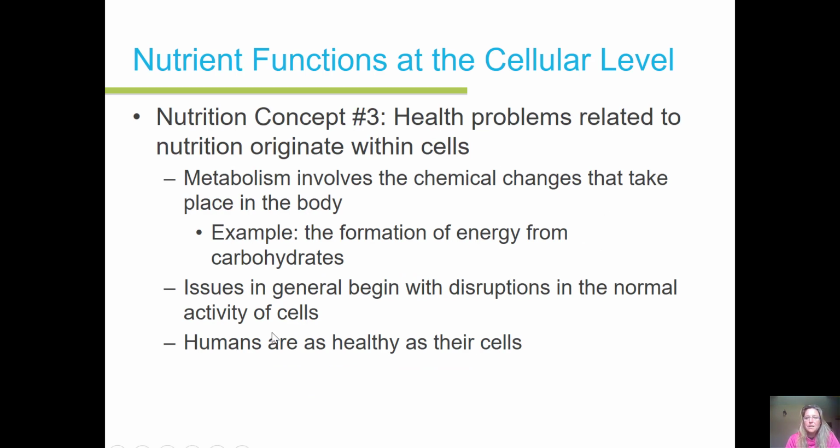Nutrition concept number 3 just talks about how health problems are related to nutrition and how it originates within our cells. So everything really begins at the cellular level. And so what happens is, damage at the cellular level occurs and something happens with that replication of DNA, and therefore it tends to replicate in a way that's not healthful, and that just leads to some inflammation in our body, which long-term inflammation can definitely lead to different chronic diseases. So any health problems that stem from nutrition, it's going to originate within our cells.